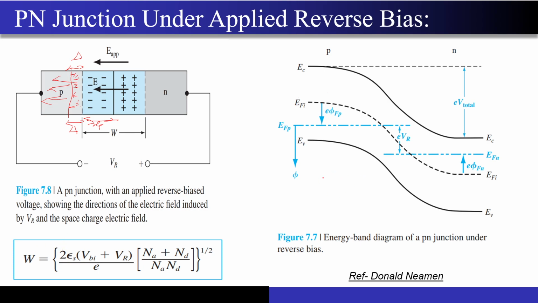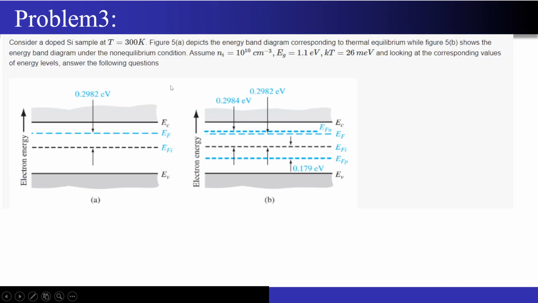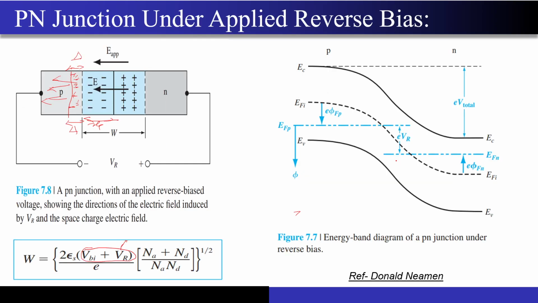And we have seen by how much it will get increased: you have to incorporate the factor VBI plus VR. If you keep on applying higher and higher reverse bias, your depletion width will keep on increasing. This is what we had seen till now, and this is what we need for solving the next few numericals. So let me turn on the pen.